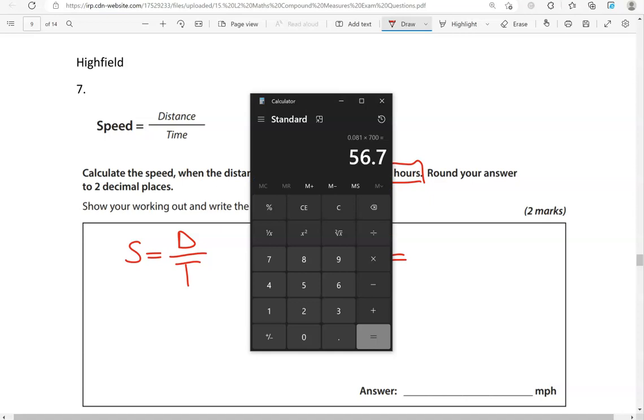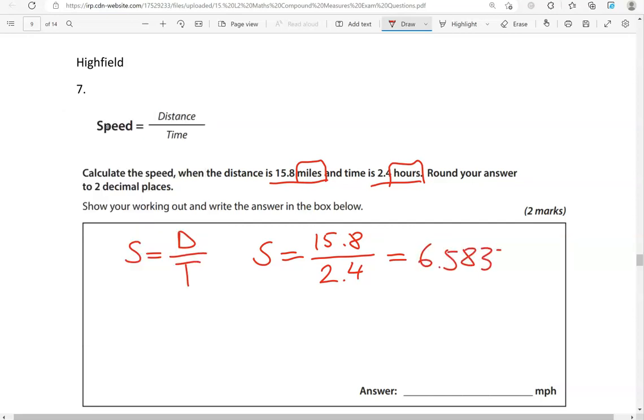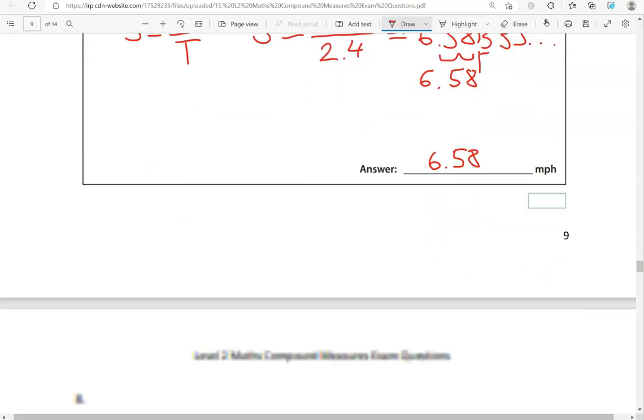So using a calculator, 15.8 divided by 2.4 gives us 6.58333. So 3 is recurring. We've got to give our answer to 2 decimal places, so that's 1, 2. This will be the cutoff point. Looking on the right, we've got a 3, which means we round down, so we keep this as an 8, 5 and a 6. So 6.58 miles per hour.